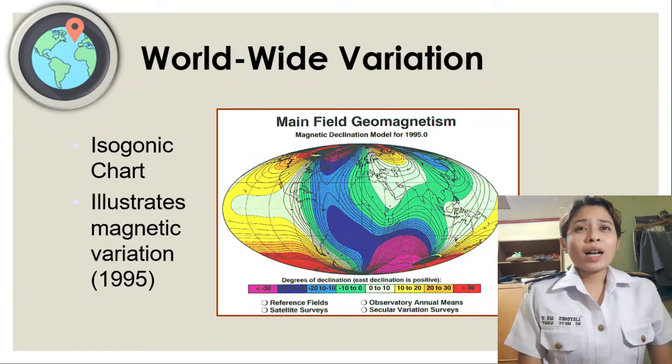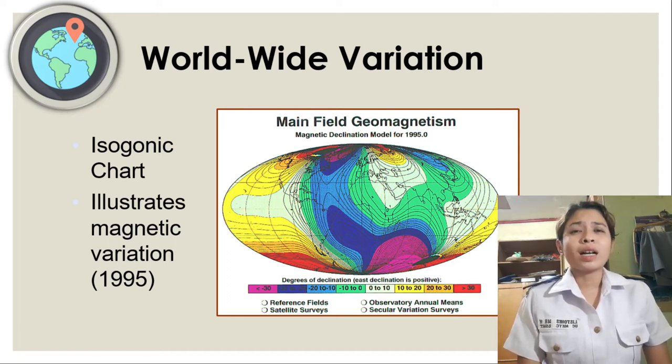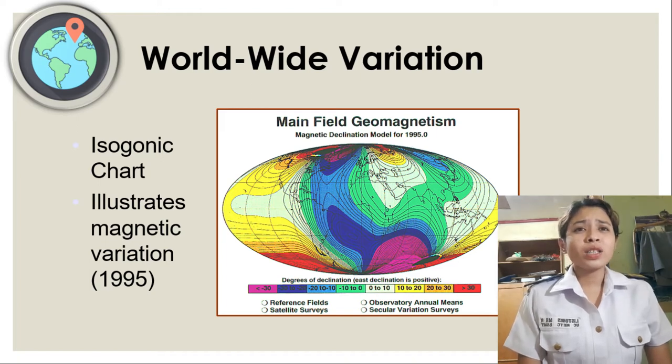Next is the worldwide variation. This is an example of the magnetic declination model. The variation or declination varies in magnitude from point to point upon the Earth. As you can see in the chart, there are lines, and these lines are called the isogonic chart. An isogonic chart is a graph that depicts the isogonic lines on the Earth. Isogonic lines are lines that depict the Earth's magnetic declination, and along these lines, the Earth's magnetic declination remains constant, and illustrate the magnetic variation.